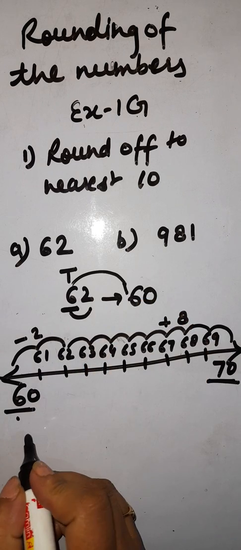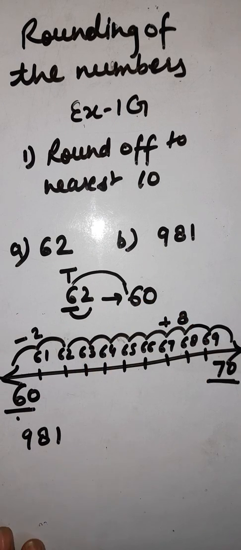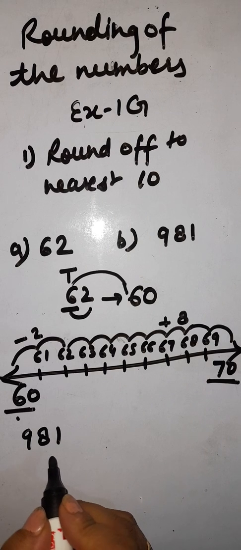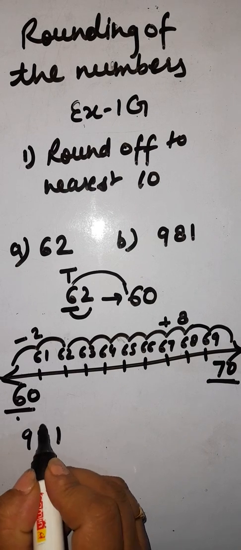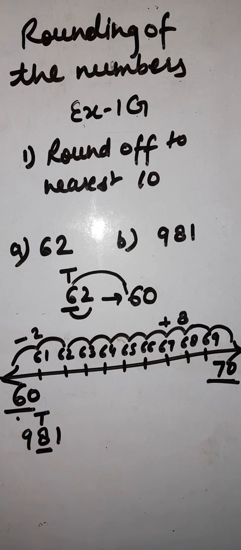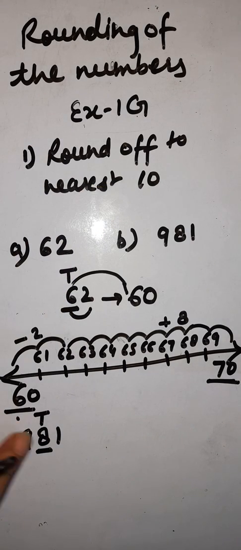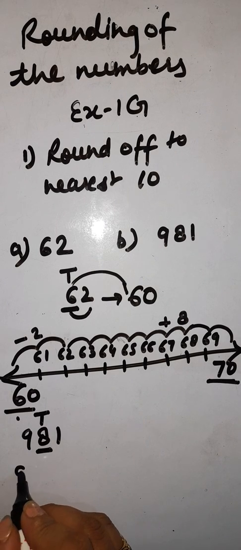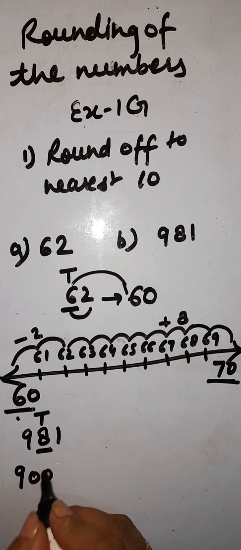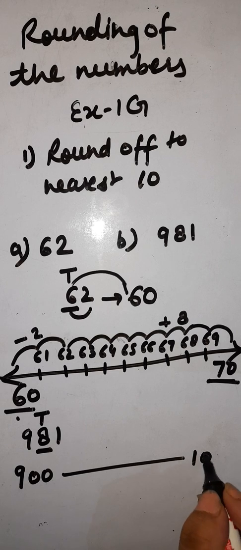So here 981, very simple. We have to round off this number 8 because it is in the tens place. We have to round off to the nearest 10. Nearest 10, then nearest 100, then nearest 1000, another one we can take. So this one we have to round off. You can make a number line like 900 to 1000.